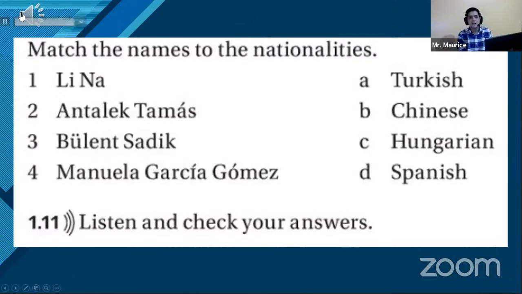Okay, guys, one more time. Listen and match. Okay? Match the 2 halves. Here we go. Audio 1.11.